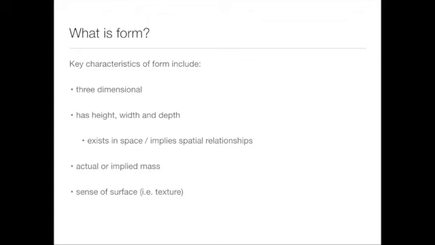Okay, so what is form? First and foremost, we need to remember form is 3-dimensional. It has height, width, and depth, and it exists in space. And because it exists in space, we also need to think about the fact that it therefore has spatial relationships. Forms have actual or implied mass. We can get a sense of how heavy something is. And it also has a surface, and we need to be thinking about the textures that are sitting on top of those surfaces. So now that we have an idea of what form is, let's jump in and think about how it can be used.